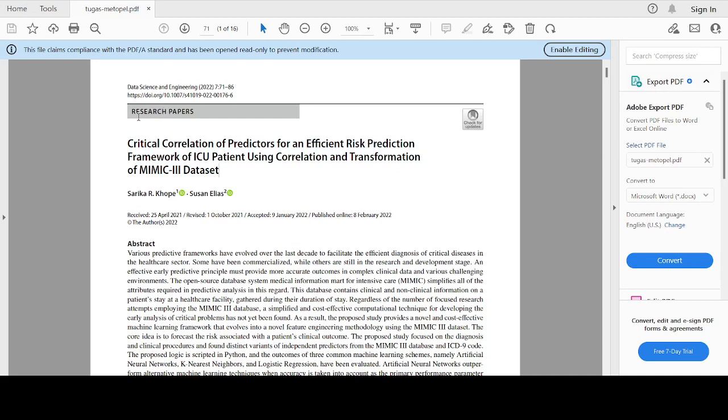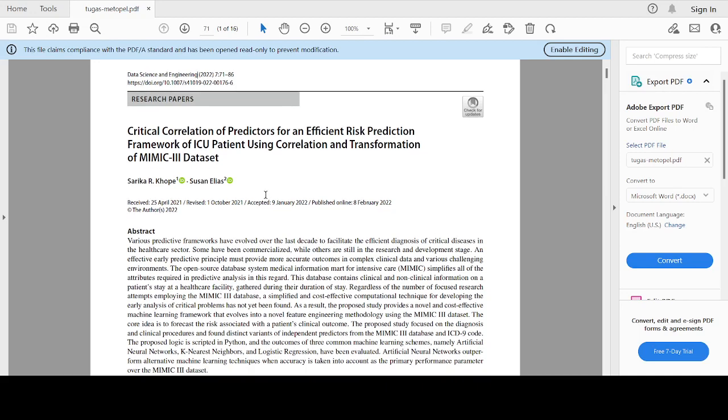Basically what we have here is a research paper by Sarika R. Kope and Susan Elias. The DOI link is written here, you can check it if you want. This is the journal, Science and Engineering.